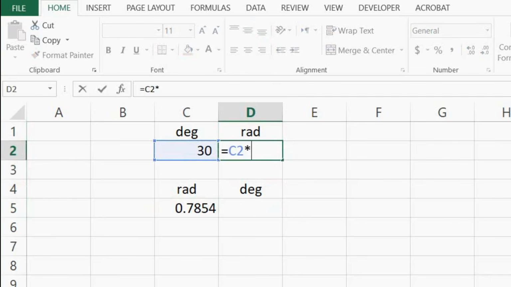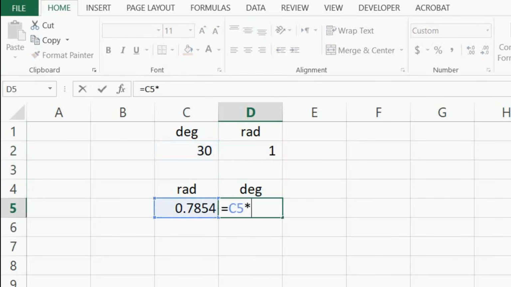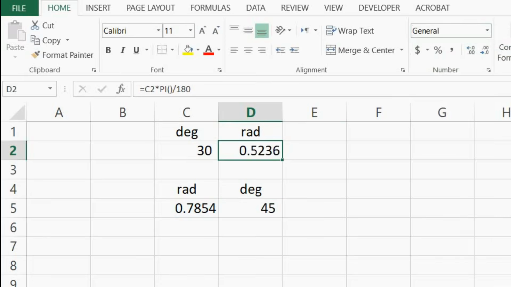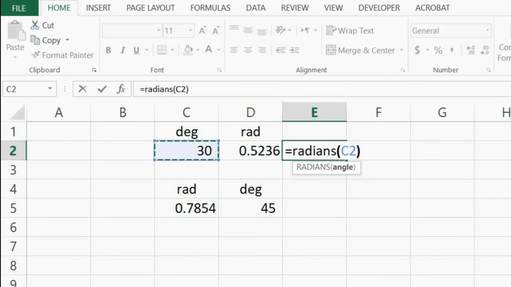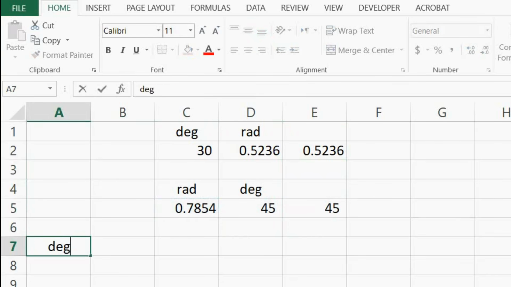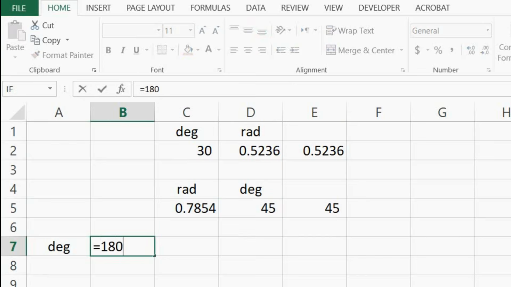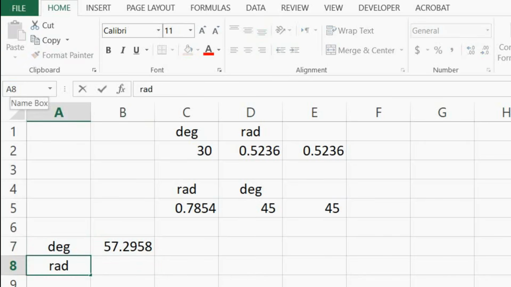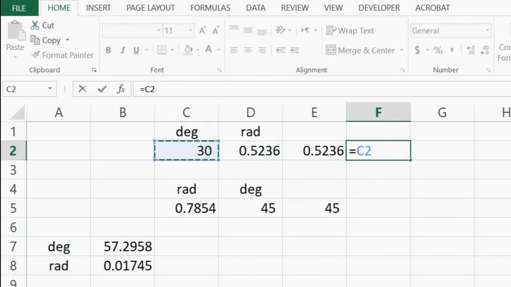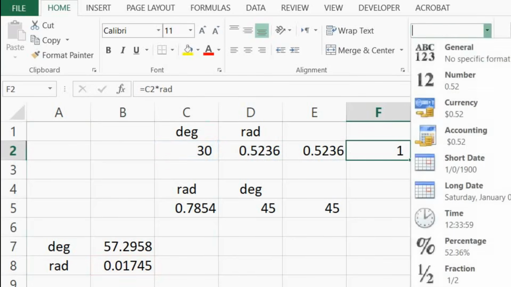To convert from degrees to radians, we multiply by pi and divide by 180. And to convert from radians to degrees, we multiply by 180 and divide by pi. Excel has a function called RADIANS to convert degrees to radians, and another function called DEGREES to convert radians to degrees. We can also define a cell in Excel named degree and assign it the value 180 over pi, and name it DEG. And another cell named rad and assign it the value pi over 180 and name it RAD. To convert degrees to radians, we multiply by RAD, and to convert from radians to degrees, we multiply by DEG.